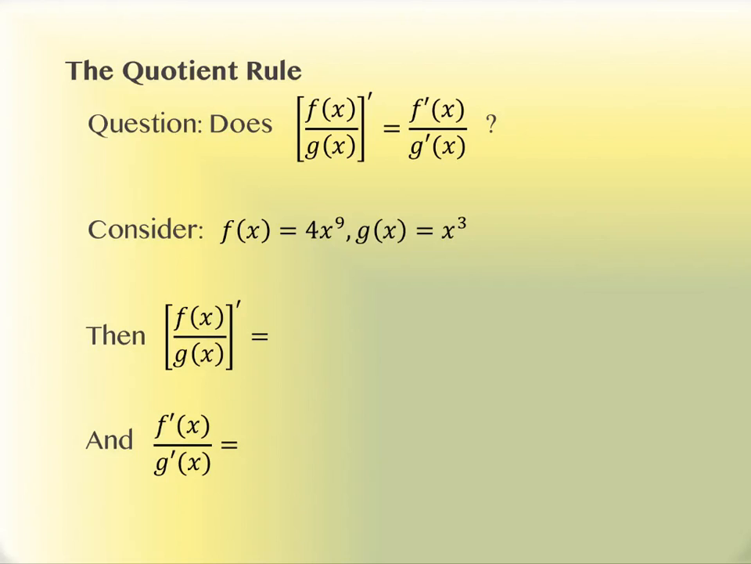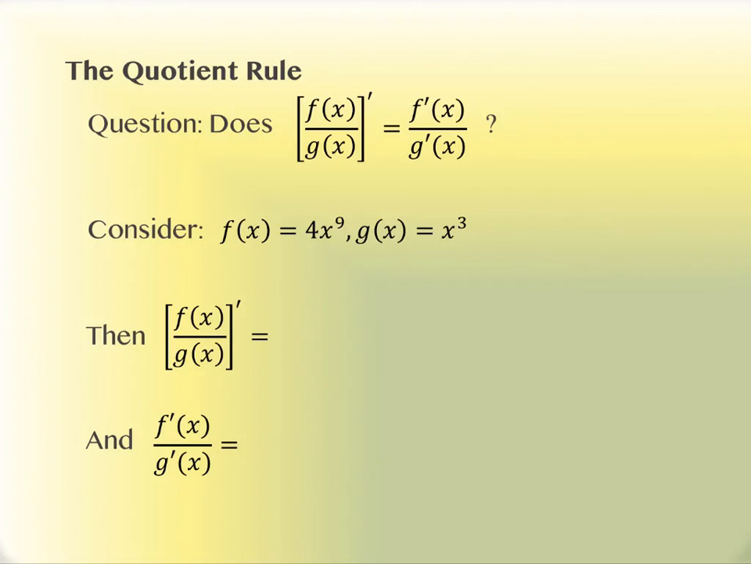We're going to move on to the quotient rule before we get into some of the other ones. I have one more later on, but we're going to use the quotient rule next. So the quotient rule is asking the same question. If I take a fraction and I take its derivative, is it the same thing as taking the derivative of the numerator, the derivative of the denominator, and then putting them into the fraction form?